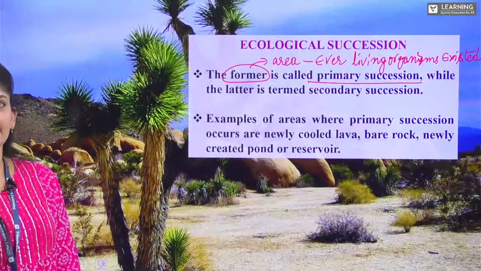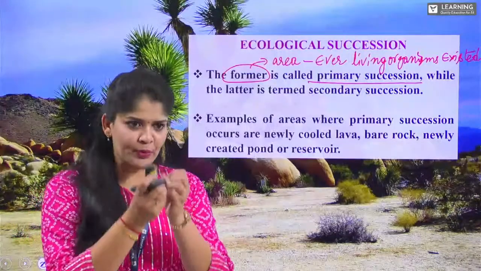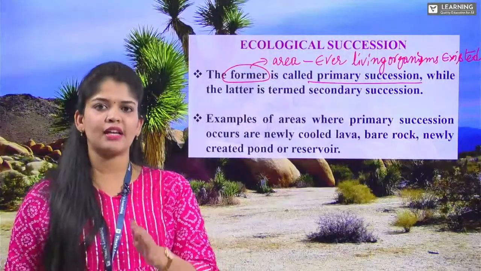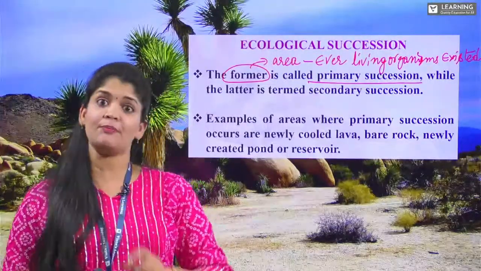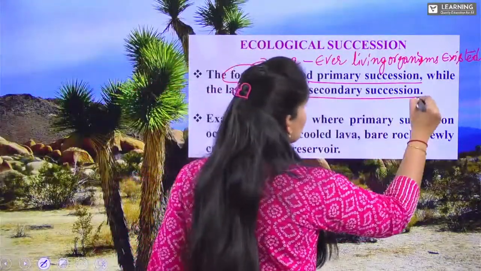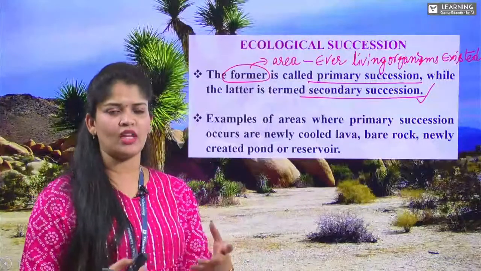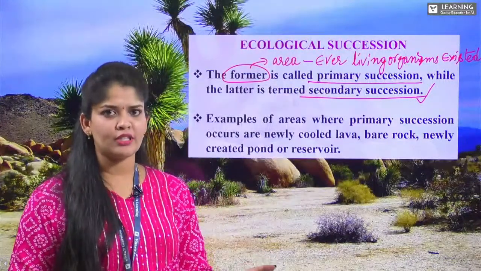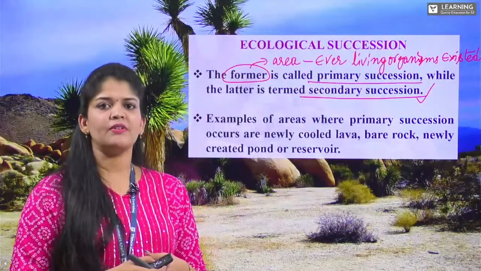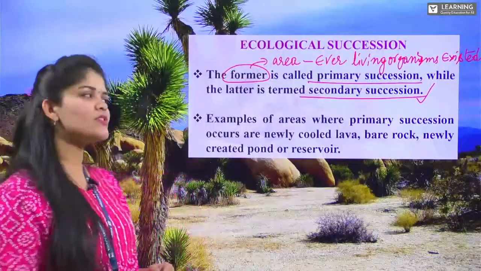While the latter one means once in time there was an existence of life, but at the present moment the area lost the existing living organisms. Therefore, the living organisms are not present, but previously they were present. So that condition, where the area will show secondary succession due to some man-made or natural reasons like floods, earthquakes, or cutting of the forest or burning of the forest, what we call deforestation. Because of these reasons, the living organisms are not present in that particular area, so that area will show the secondary type of succession.